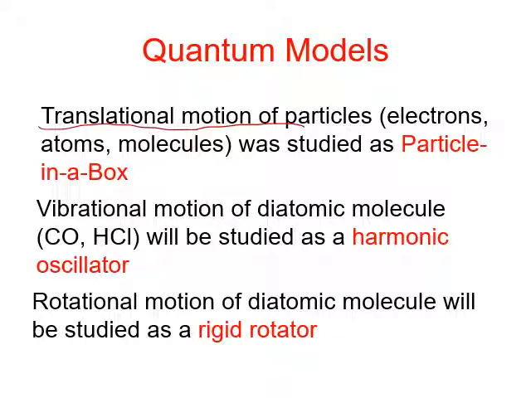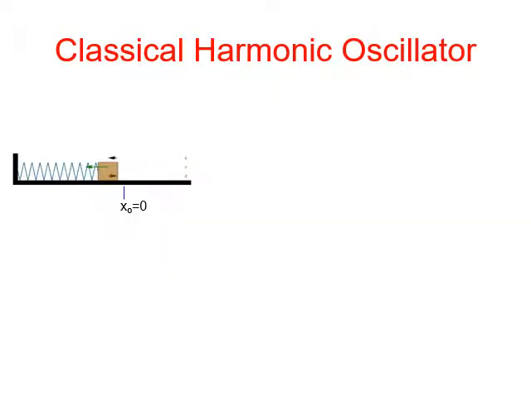In this section, we are going to study the interaction between atoms inside the molecule through chemical bonds. These are the vibrational motion of a diatomic molecule and the rotational motion of a diatomic molecule. Before we study vibration of a diatomic molecule, let's go over the classical mechanics of vibration, the harmonic oscillator.